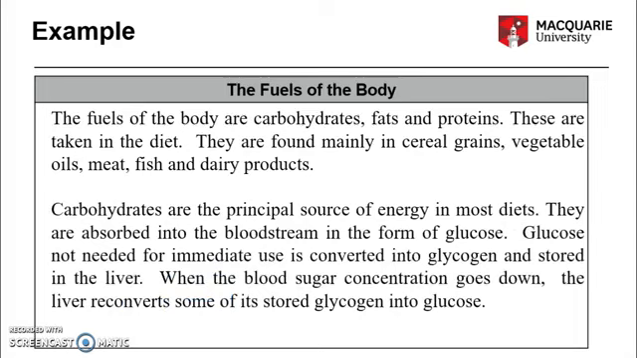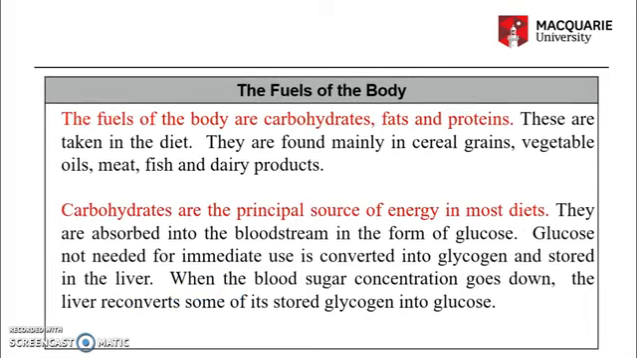We'll look at how general to specific paragraph organisation works with some paragraphs from a textbook. Read these 2 paragraphs, noting how the topic sentences, marked in red, encapsulate what each paragraph is going to be about. In the first case, the fuels of the body, and in the second case, carbohydrates as a source of energy.